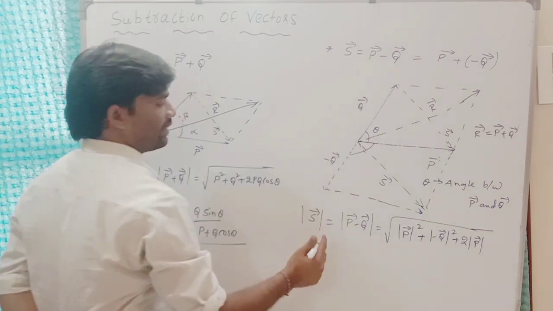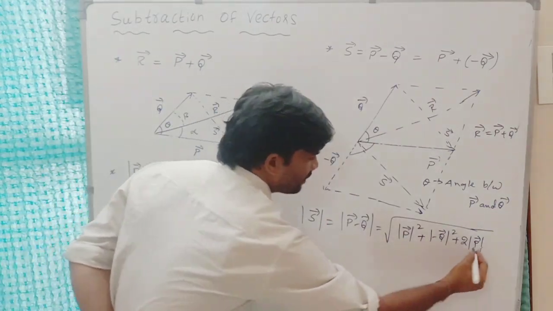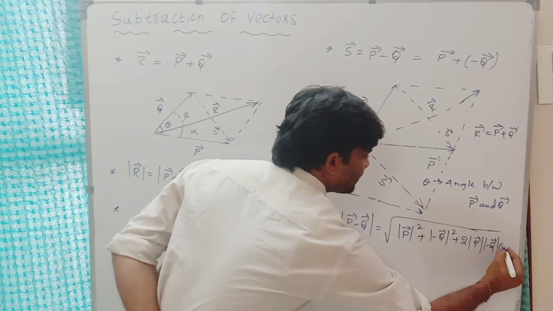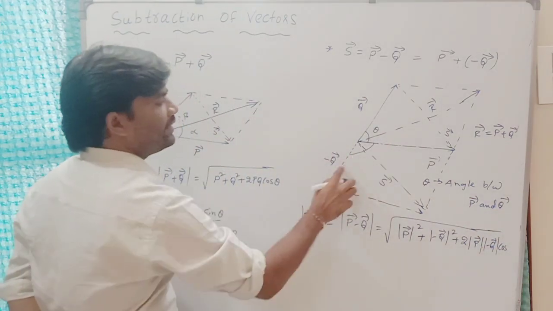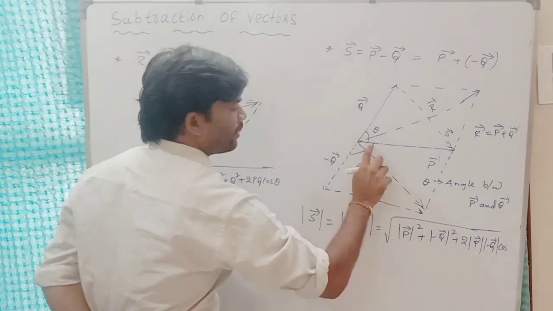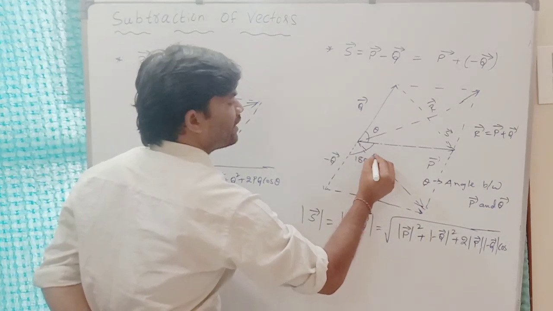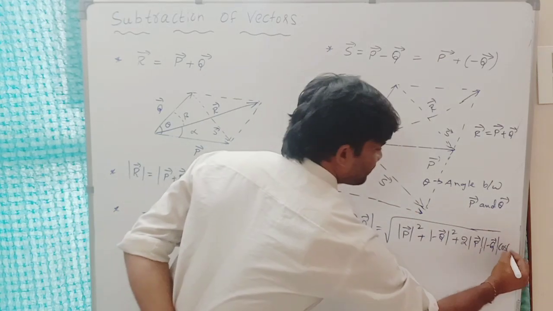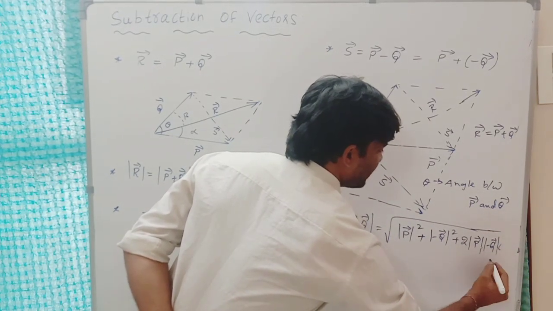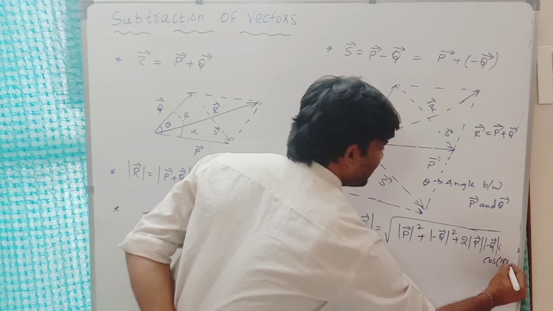You can see here. So it gives what? Mod of Q into cos. What is the angle between these two? The angle between P and minus Q is 180 minus theta. This is 180 minus theta. Cos of 180 minus theta. I will write here cos of 180 minus theta.